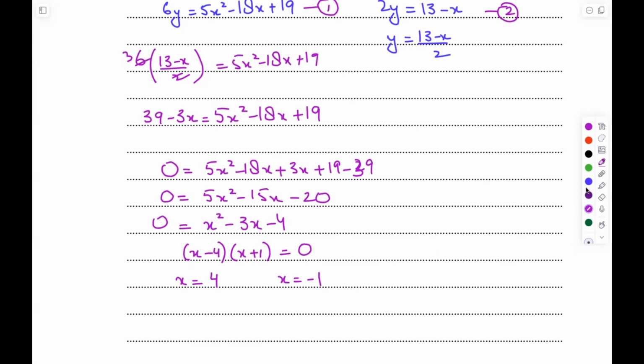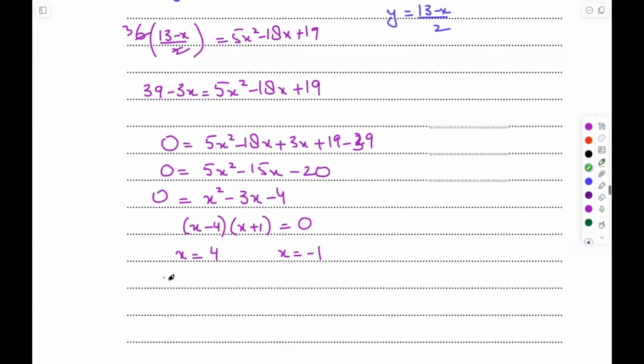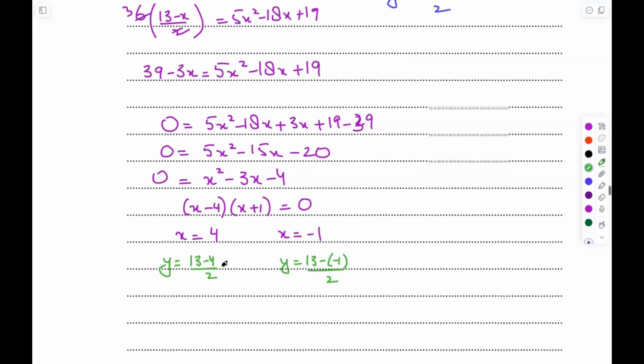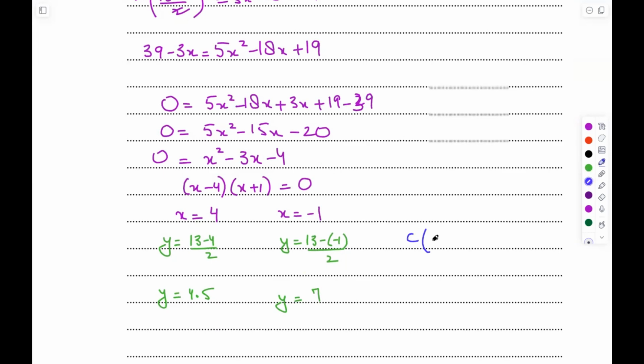Once we have the two values of x, we can find the y value by substituting these in the equation of the line. So as y was equal to 13 minus x upon 2, this will be y equals to 13 minus 4 upon 2, and this will be y equals to 13 minus 1 upon 2. So 13 minus 4 is 9. 9 upon 2 will be y equals to 4.5, and the other y coordinate will be 14 upon 2, which is 7. So the coordinates of C we can say are x coordinate is 4 and the y coordinate is 4.5. And for D, the x coordinate is minus 1 and the y coordinate is 7.